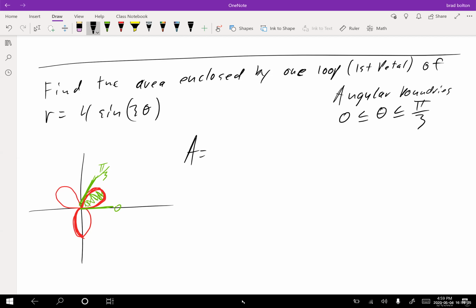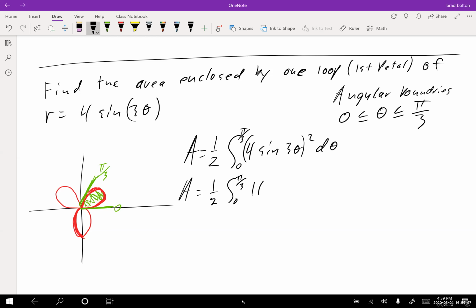So we're going to take our area function A equals 1/2 integral of r squared, or f of theta squared. So this would be 4 sine 3 theta quantity squared d theta. So then let's clean this up. 1/2 times the integral, oops, I forgot, from 0 to pi over 3. So from 0 to pi over 3, we're going to have 16 sine squared of 3 theta d theta.